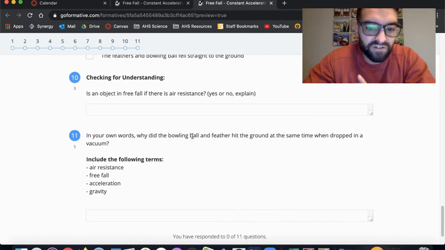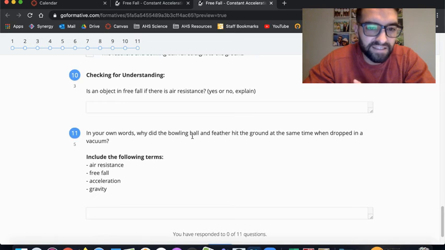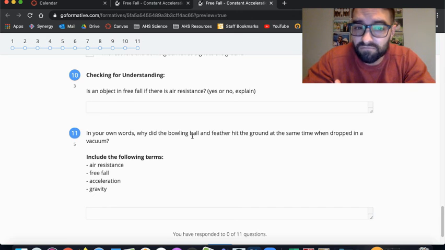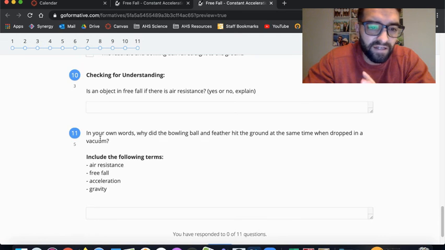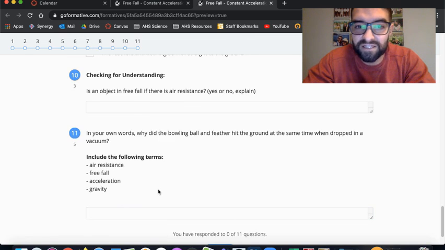Then I have two questions to check for understanding. Number 10: is an object in free fall if there is air resistance? So if air resistance is present, is an object technically in free fall? Yes or no, and then we can explain and argue that. And then 11, in your own words, why did the bowling ball and feather, a sneak peek of the video, hit the ground at the same time when dropped in the vacuum? Please include the following terms. In your response, I want you to include air resistance, free fall, acceleration, and gravity. This really will help demonstrate to me if you're understanding this concept of free fall.